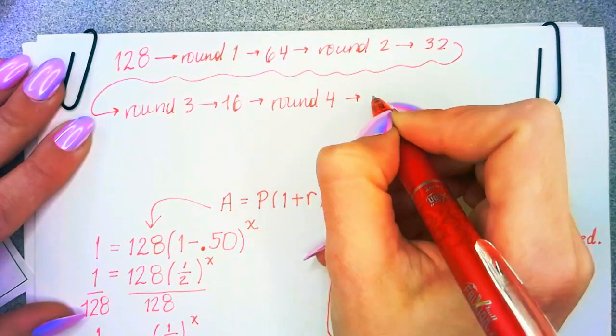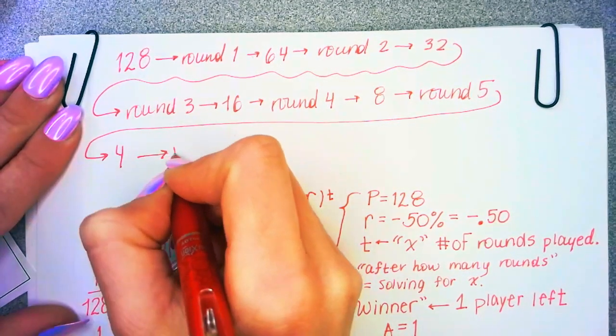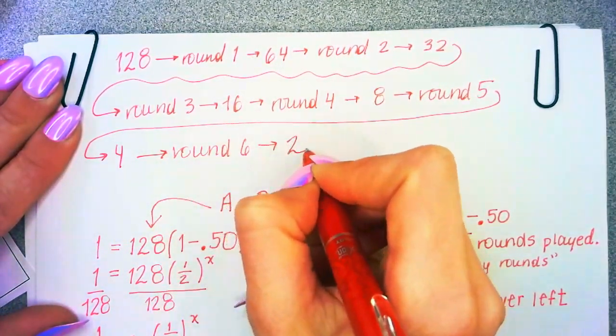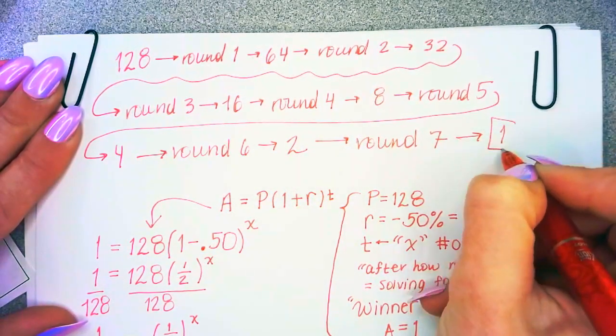16 go into round 4, 8 come out. 8 go into round 5, 4 players come out of that. 4 players go into round 6 and only 2 come out. And then 2 players go into round 7, only 1 comes out victorious.